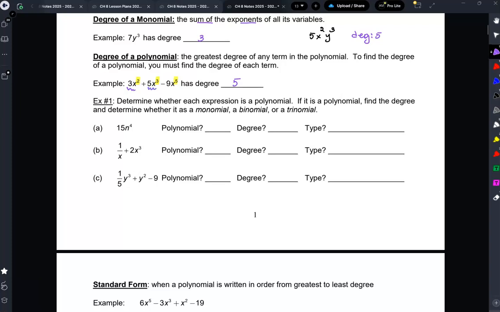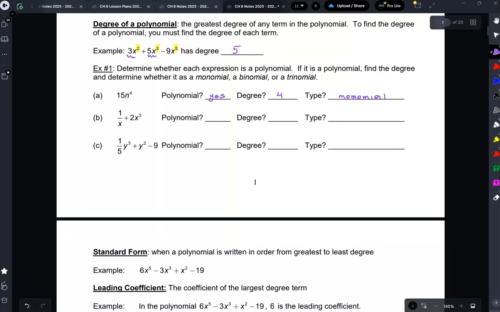Okay, so look at this one. 15n to the 4. First, let's see if it's a polynomial, then the degree, then the type. So first of all, is this a polynomial? Yes, it is. Why? Because the exponents are all whole numbers, and that's it. The degree is 4, and it's a monomial because it's one term.